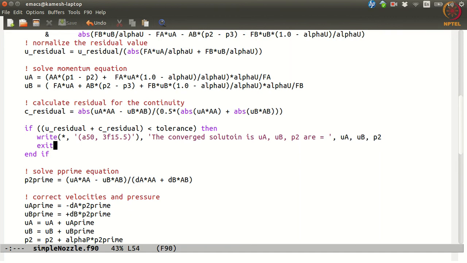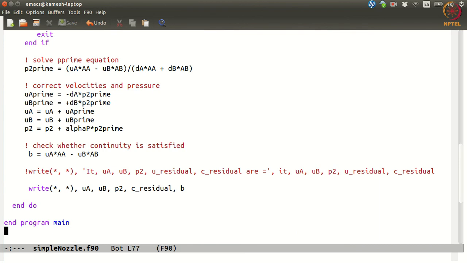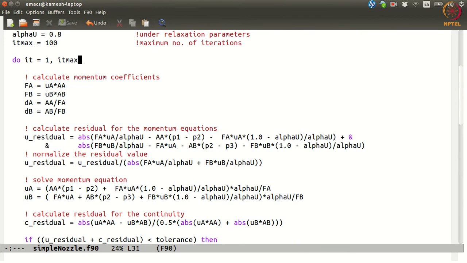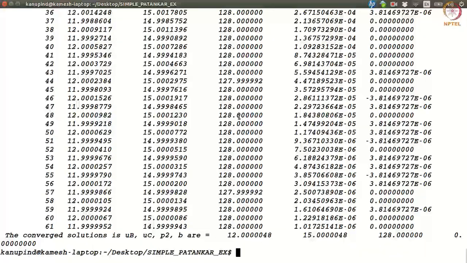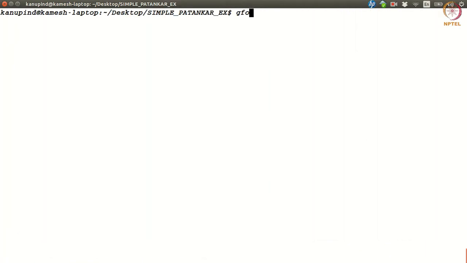But we have to make sure that we don't run out of iterations. Let us also print the iteration count here, that is I. We should know that we have not reached more than 100. Let us see if we can run this program. So this is simple nozzle. gfortran simple nozzle.